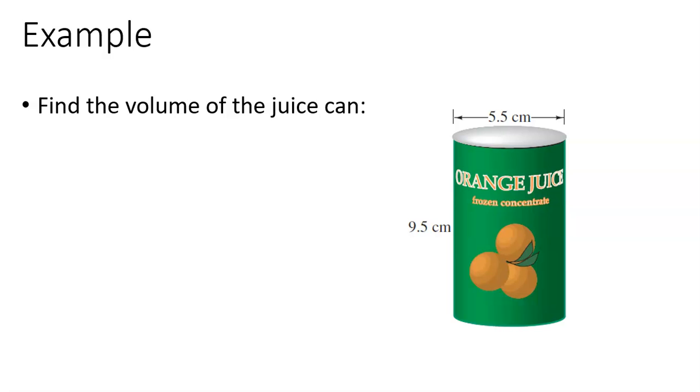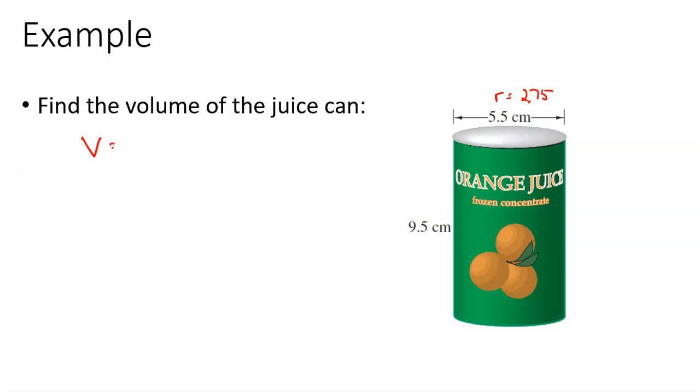Now, one of the things that I wanted to include here is that 5.5 centimeters is the diameter. The formulas that we're using are based on the radius. So if I want the radius of this thing, it's half the diameter. So take half of 5.5, and you end up with 2 3/4. All right.